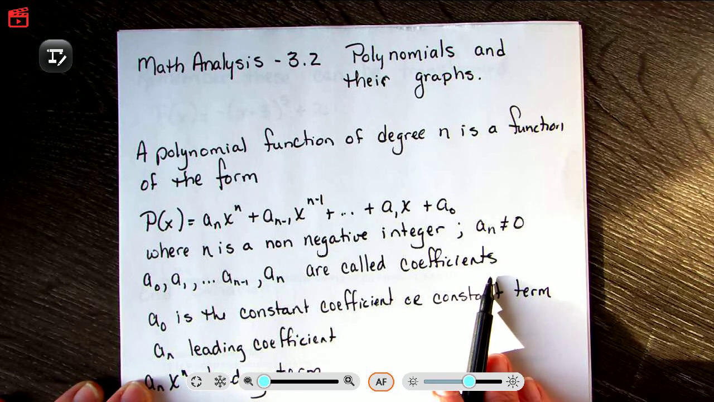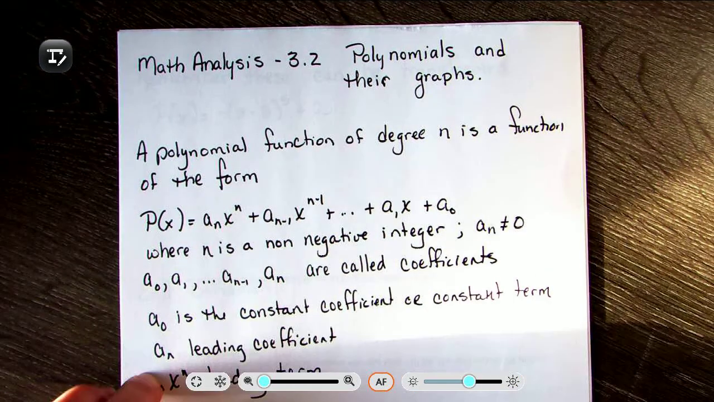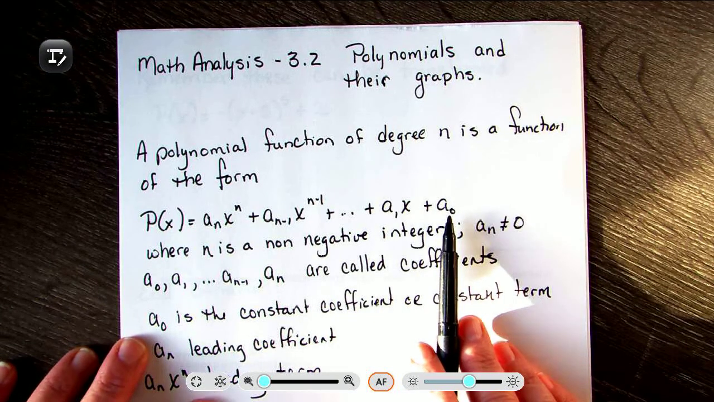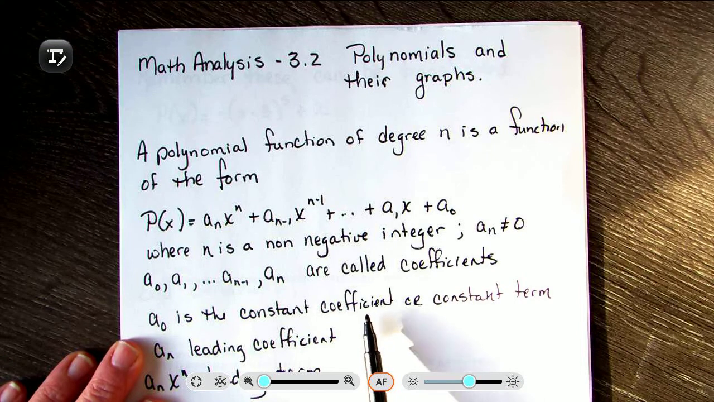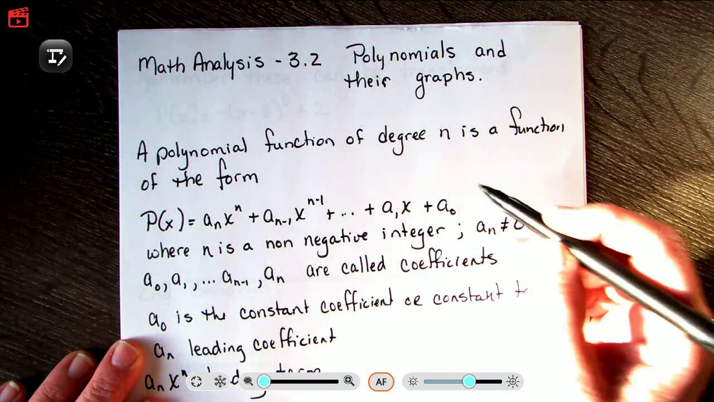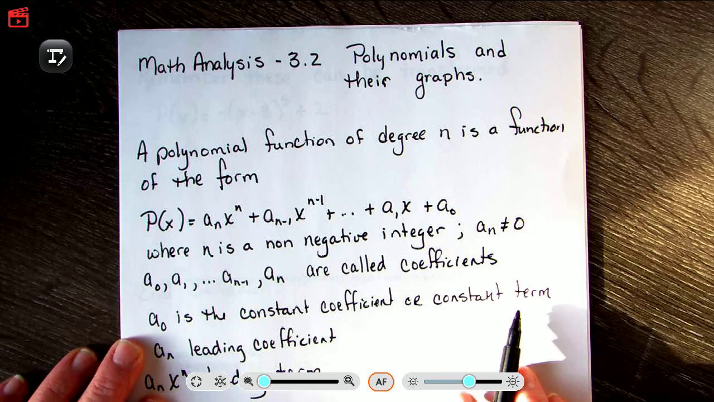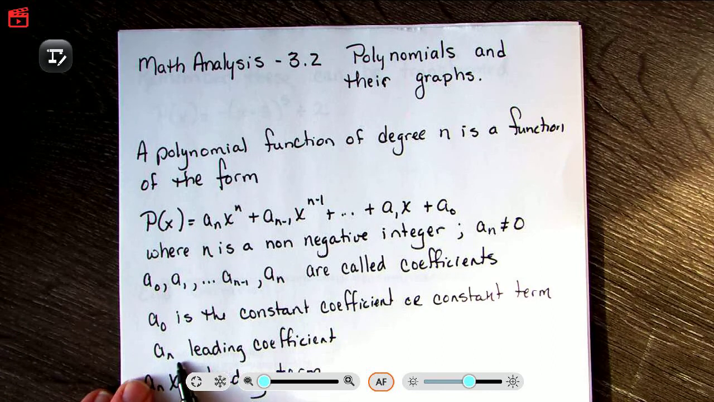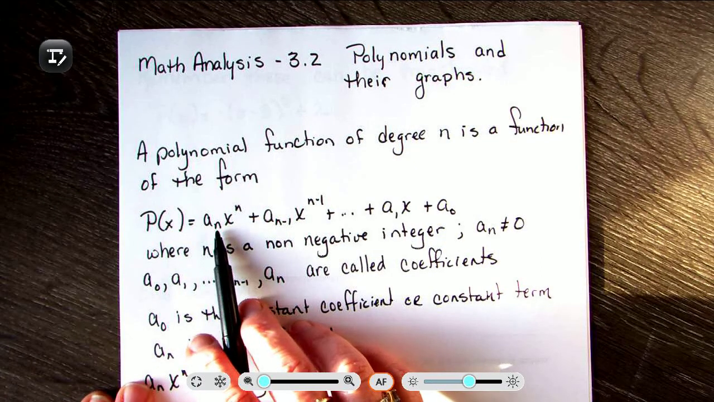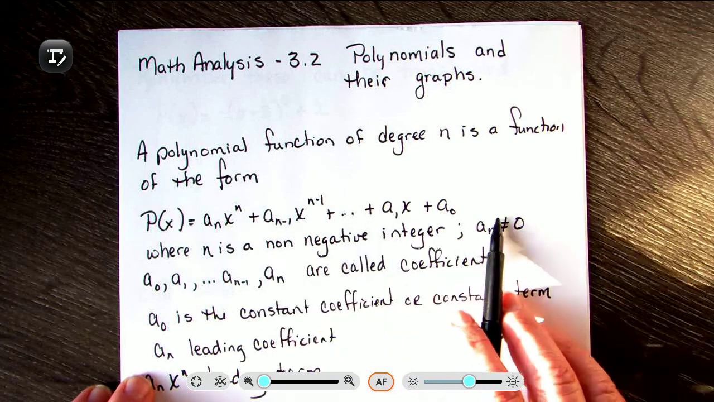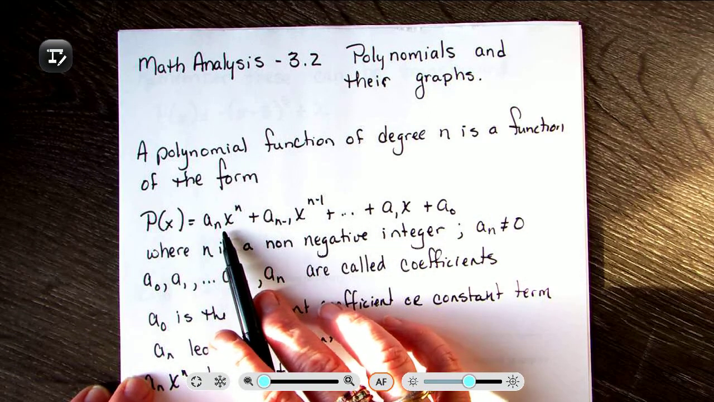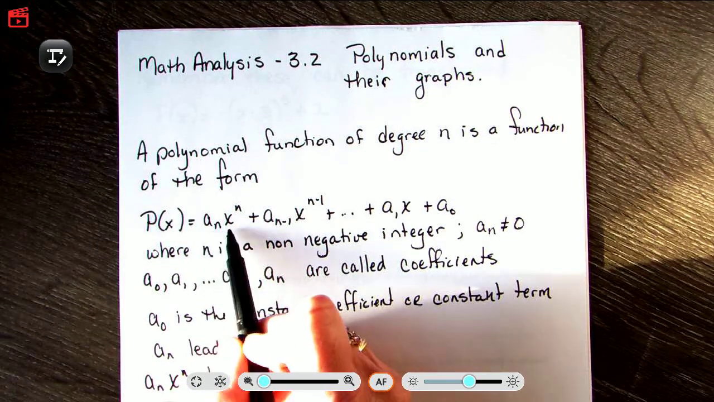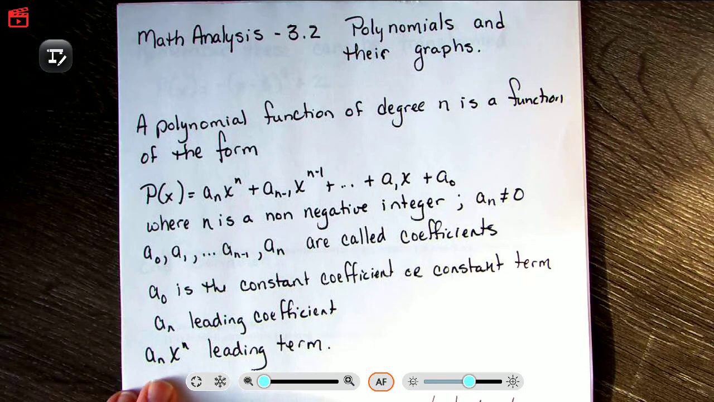They're just numbers. So we're going to have just numbers in front of our powers of x. a sub 0, this one on the end, is sometimes referred to as the constant coefficient, or we just refer to the whole thing as that constant term. a sub n is going to be the leading coefficient because it's leading the line of exponents, and it's the value in front of your highest exponent. This whole piece is that leading term.